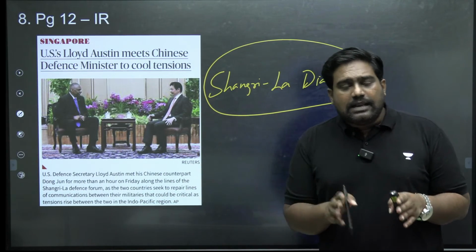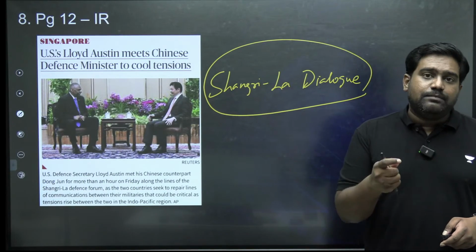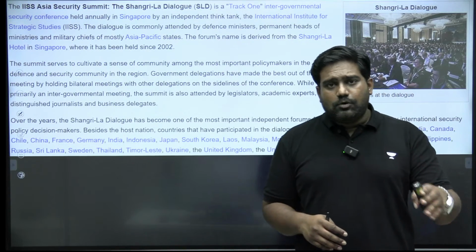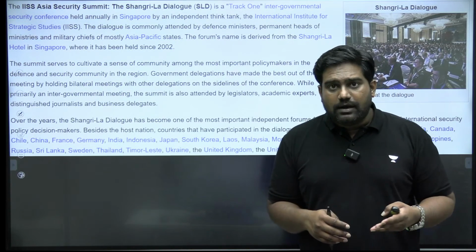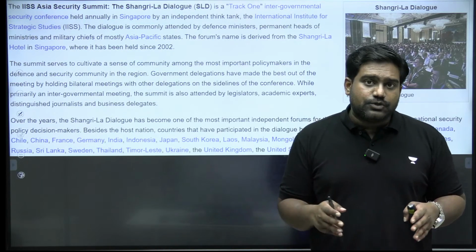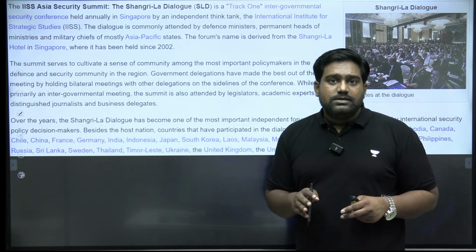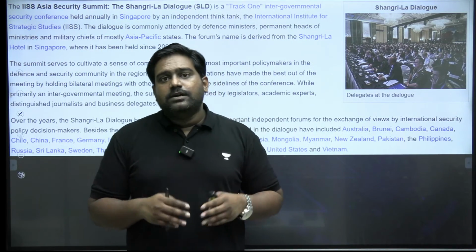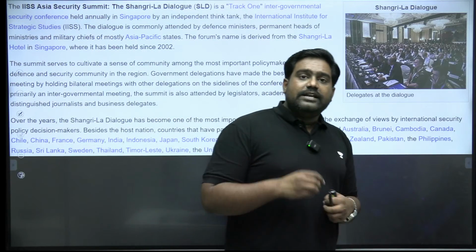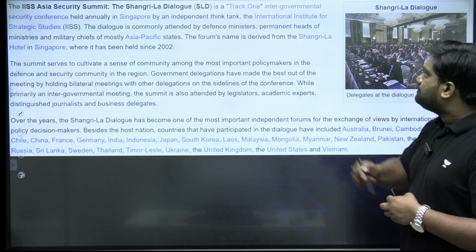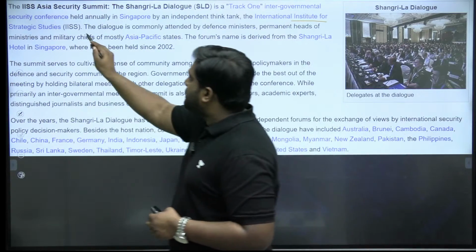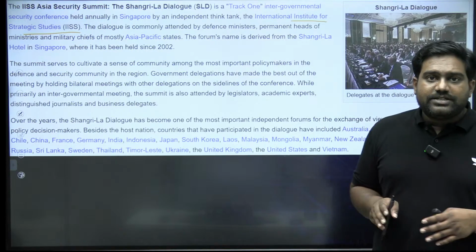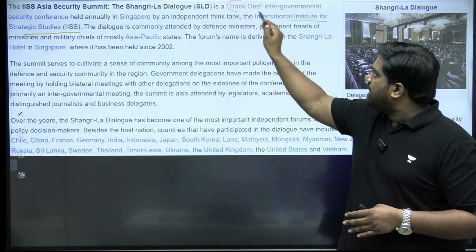The development itself is not relevant for us, but Shangri-La Dialogue can be very important. Shangri-La Dialogue, which is organized in Singapore, is hosted at the popular Shangri-La Hotel. It's named after the hotel where it is hosted. It's one of the premier security diplomatic events in global geopolitics. It is organized by the International Institute for Strategic Studies, the IISS. It's a track 1 event. It's one of the most significant track 1 diplomatic events.